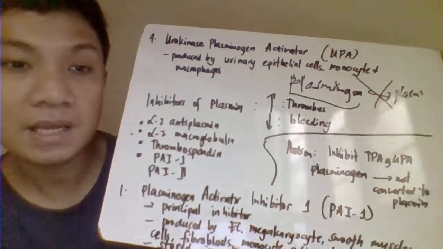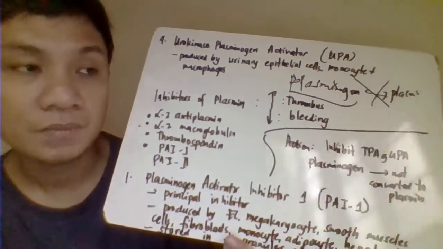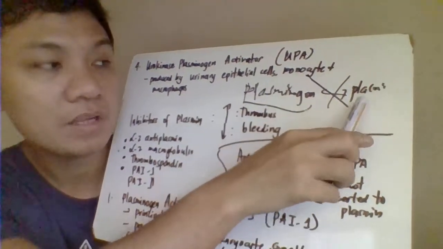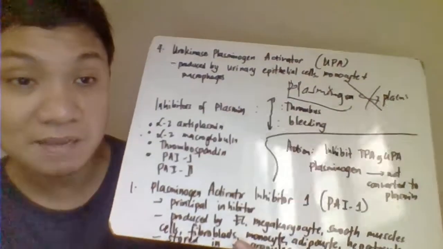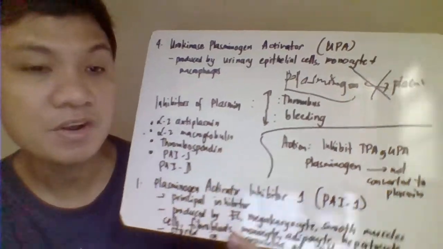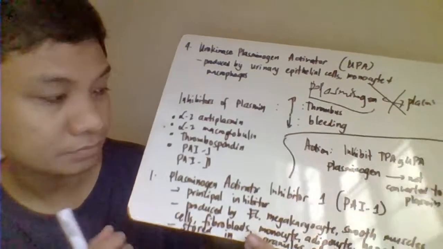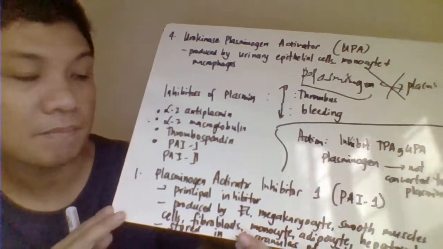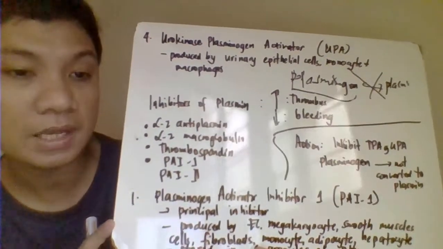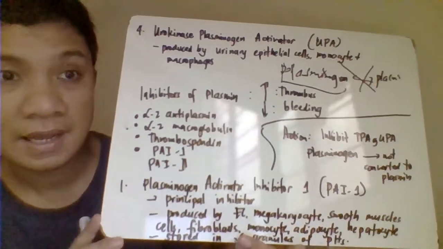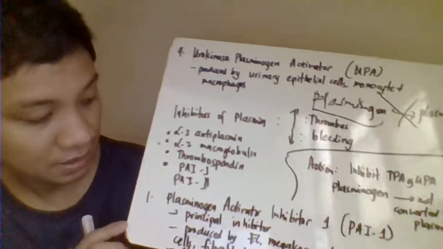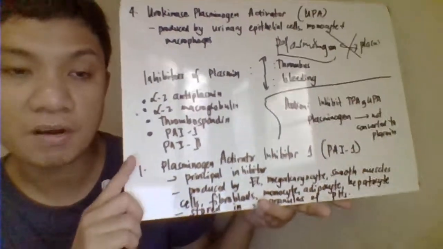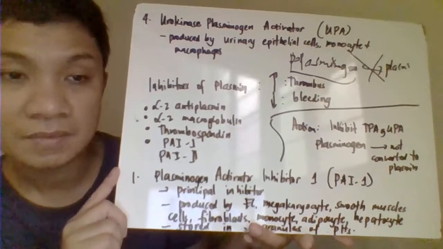Pag wala ka namang inhibitors, ano mangyayari? So much of your plasminogen will be converted to your plasmin kasi wala naman nag-inhibit. And therefore, that results to your bleeding manifestation. Okay, we have here the different inhibitors. So we have your alpha-2 antiplasmin, alpha-2 macroglobulin. We have also the PAI-1, and you could also have your TAFI. So we'll be discussing much of the pinaka-main inhibitor natin.